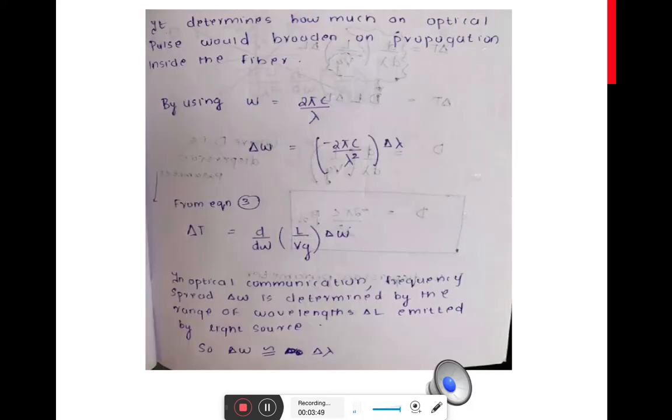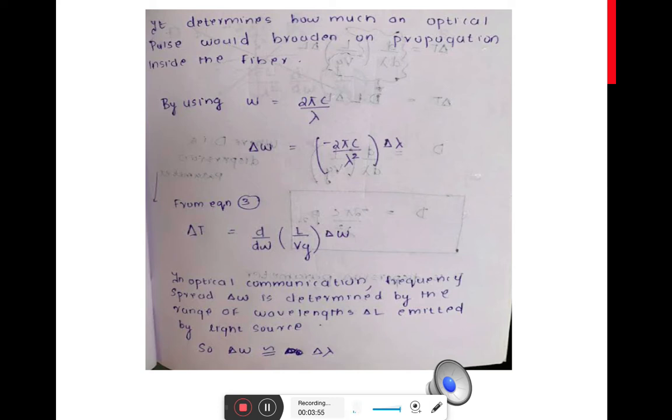Then we get delta t is equal to L into d square beta by d omega square into delta omega. So now we get delta t is equal to L beta 2 into delta omega, where beta 2 is del square beta by del omega square. So delta t is equal to L beta 2 delta omega, where beta 2 is known as the GVD parameter. So delta t determines how much an optical pulse would be broadened on propagation through a fiber.